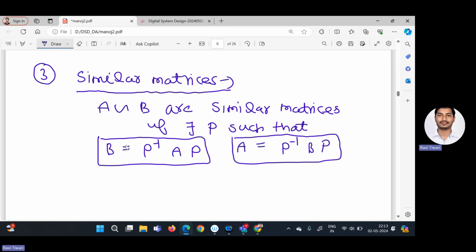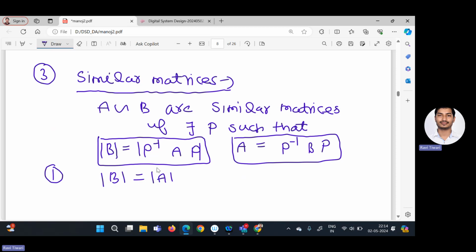If you have two similar matrices, what can you claim? If you apply determinant on both sides, determinant of B must be equal to determinant of P inverse AP, and we know that determinant of ABC equals determinant of A into determinant of B into determinant of C. Because determinant of P and P inverse cancel out, finally we get determinant of B equal to determinant of A. Now you can apply determinant of B minus lambda I.